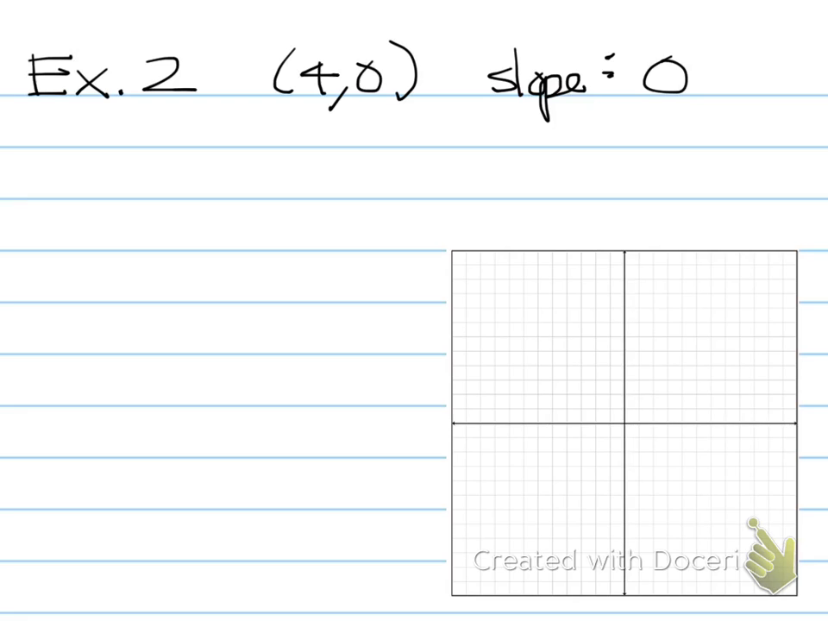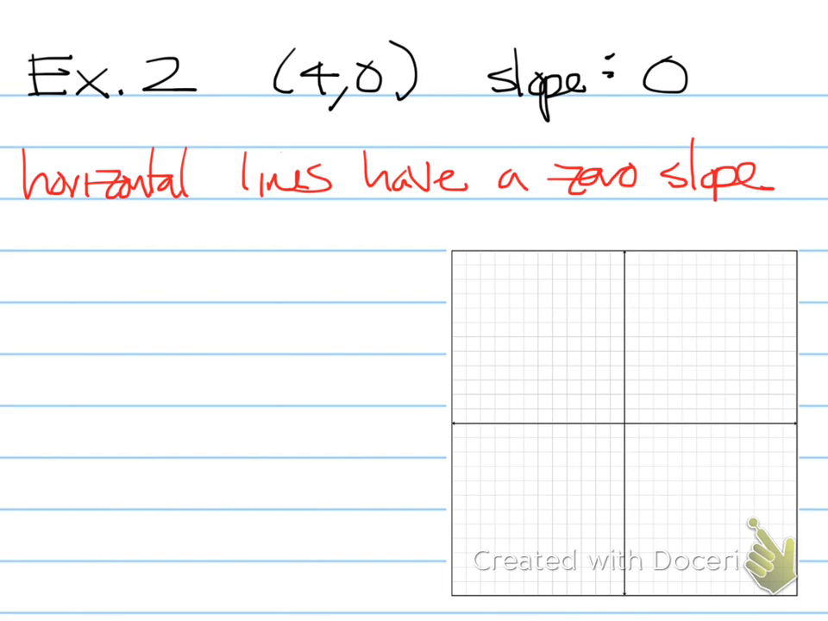All right, again, for this example, we're given a point and the slope. Horizontal lines have a slope of 0. So all horizontal lines are written as y equals some number. We just want to set y equal to whatever the y coordinate is of the point that's given to us. So y equals 0. And y equals 0 is a horizontal line that crosses the y-axis at 0, or it's the x-axis.